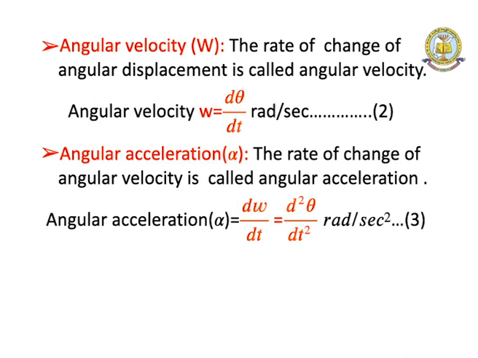And another one, angular acceleration, with the symbol alpha. The rate of change of the angular velocity is called the angular acceleration. Angular acceleration alpha is equal to d omega by dt, where omega is the angular velocity. Omega is d theta by dt, so differentiating again, we get d square theta by dt square. So angular acceleration alpha is equal to d square theta by dt square.